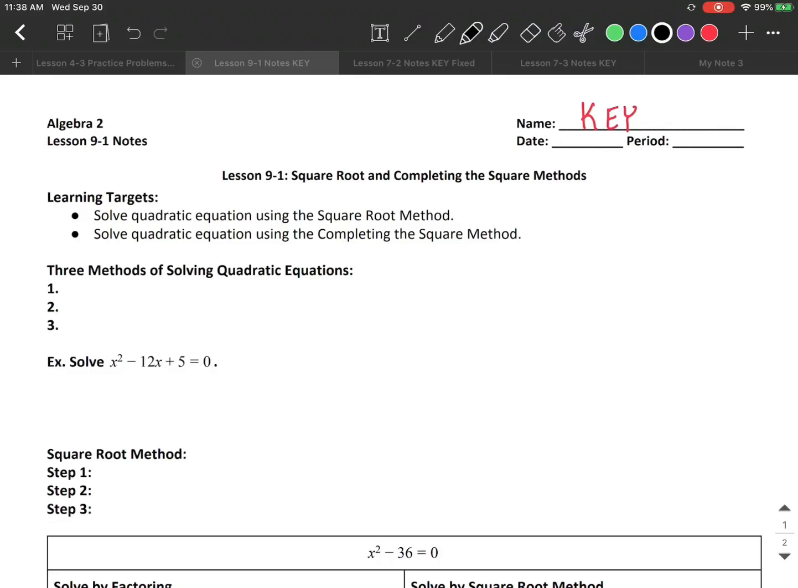In lesson 9-1, we're going to talk about the square root method and the completing the square method, which are two methods to solve quadratic equations that we didn't already talk about. So there's three different methods of solving quadratic equations.